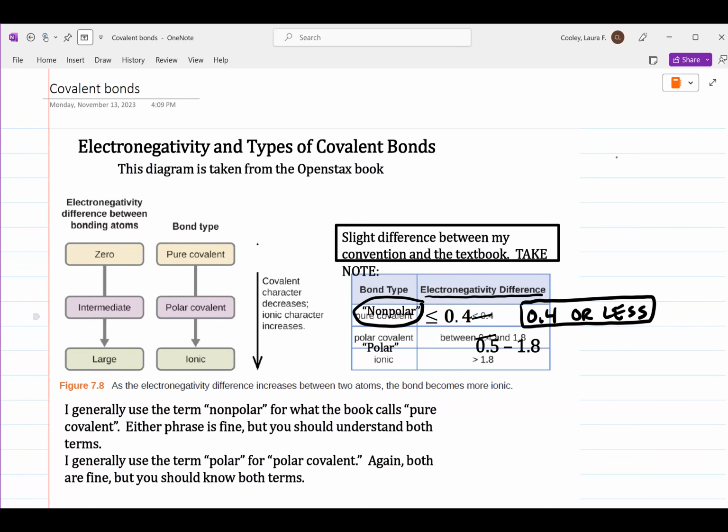If it's between 0.5 and 1.8, so instead of being between 0.4 and 1.8 as it says here, it's between 0.5 and 1.8, we say that it is a polar bond. And if it's greater than 1.8, we call it ionic. We're not going to run into much of that. So these are the terms I use. The book says either phrase is fine because I'm trying to be diplomatic, but you should understand both terms. Really, I use nonpolar and polar, so those are the ones that perhaps you should use.